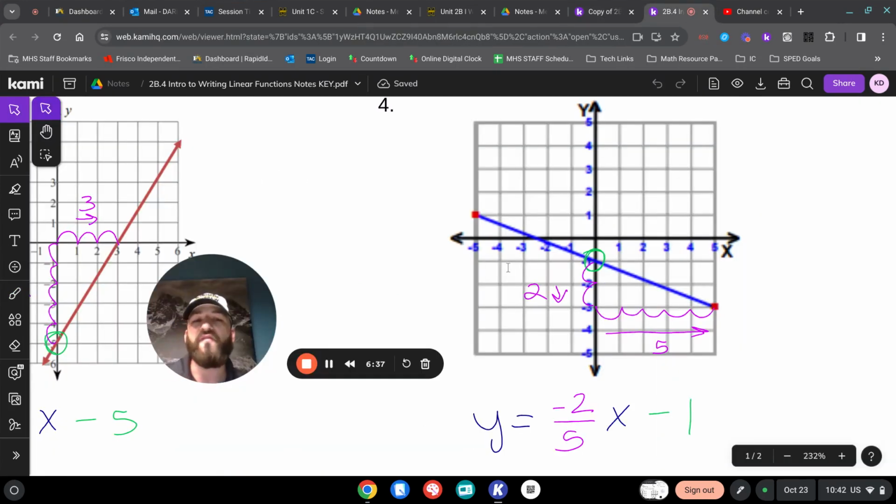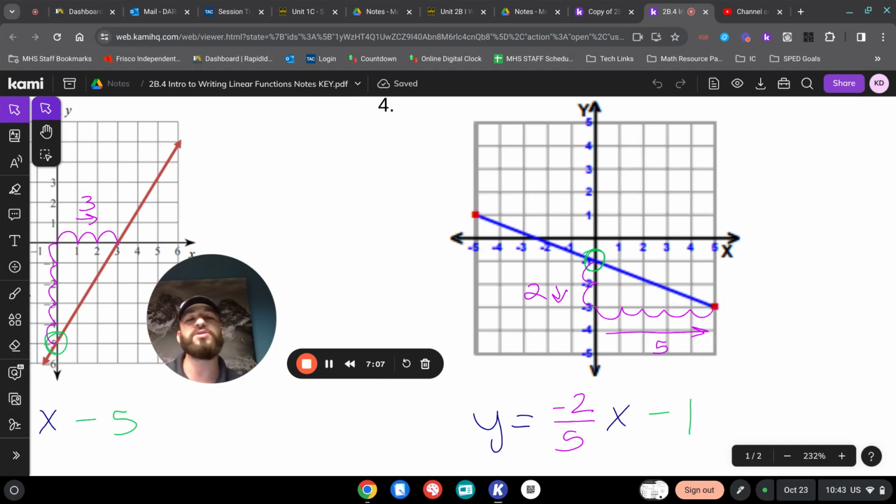All right, and on number 4, we can clearly see a y-intercept of -1, and then taking that y-intercept point and going to my point here over to the right, I would have to go down by 2 and then to the right by 5. So that rise is going to be -2 run of 5. So that gives me a slope of -2/5. And then, of course, x minus 1 for my y-intercept. Pretty straightforward to actually go ahead and plug that into slope-intercept form.